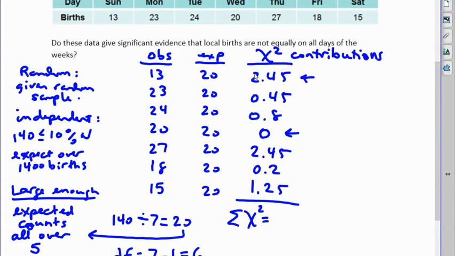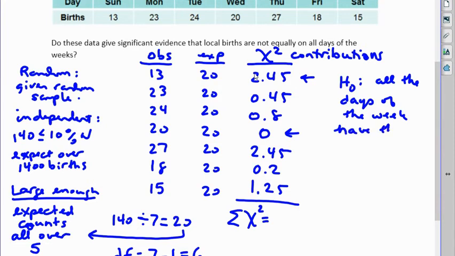And then I need to write down what my null is. My null would be that all the days of the week have the same number of births. Same distribution of births.